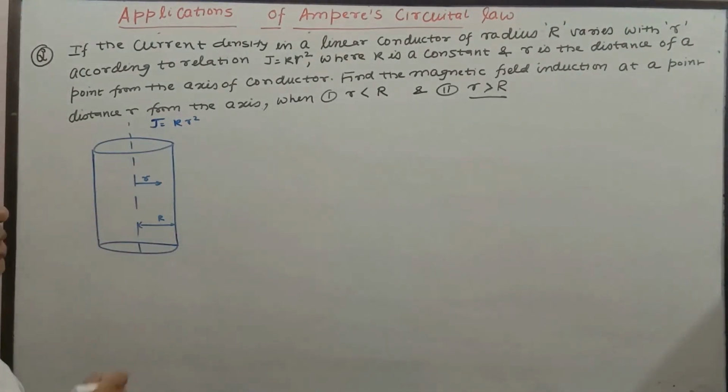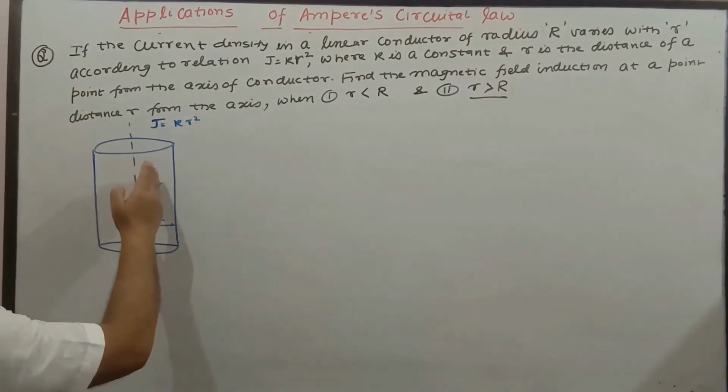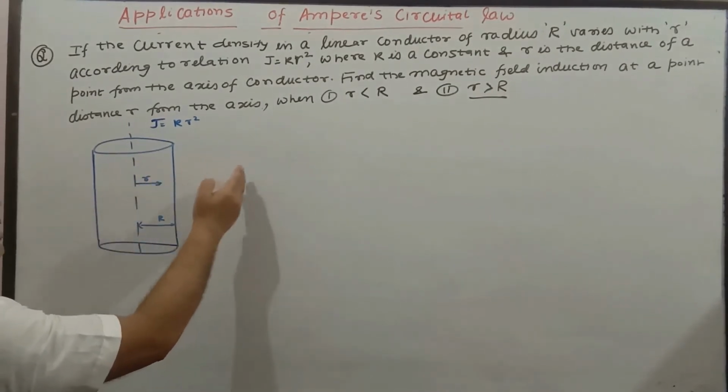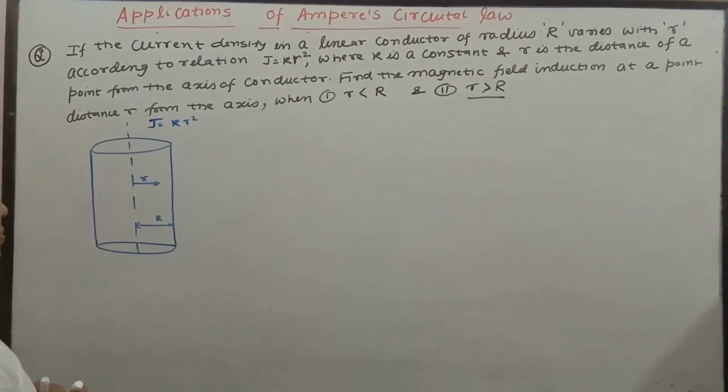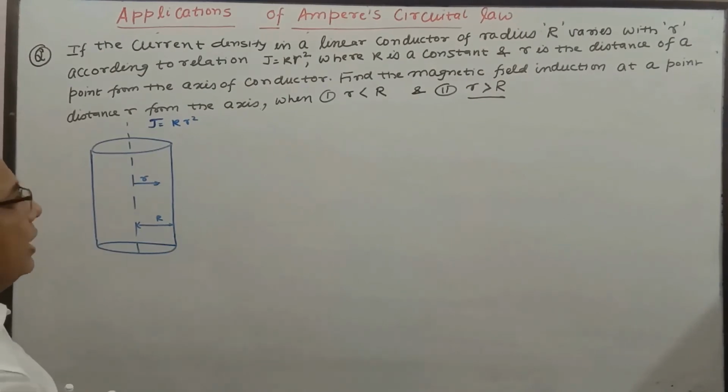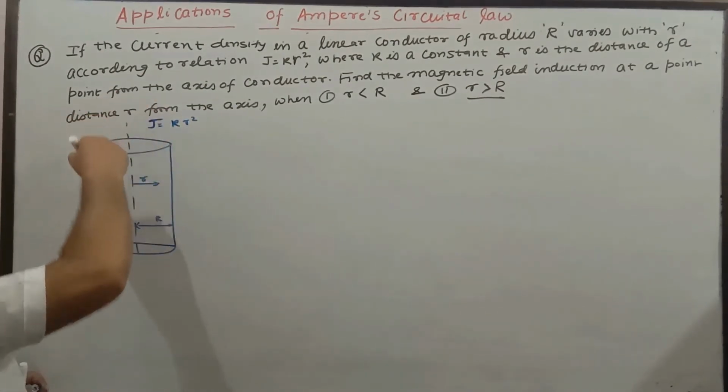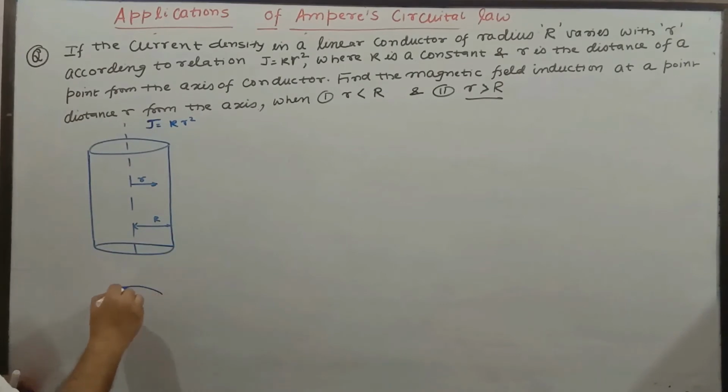So we have to find the magnetic field at a point at distance small r from the axis. This r may be inside or outside, that is, first less than R, second greater than R. So here, first of all, we are going to select one annular element. If you see the top view, it is circular.